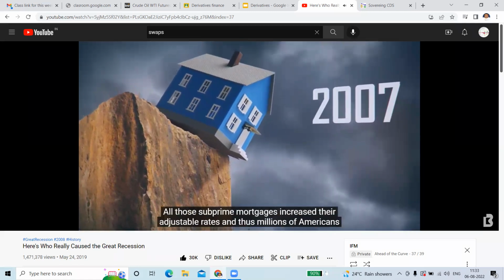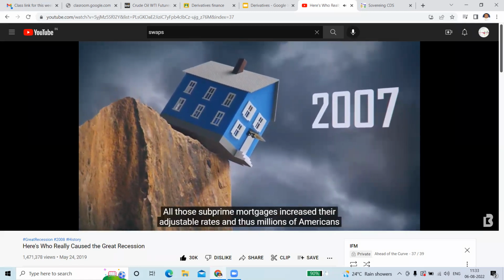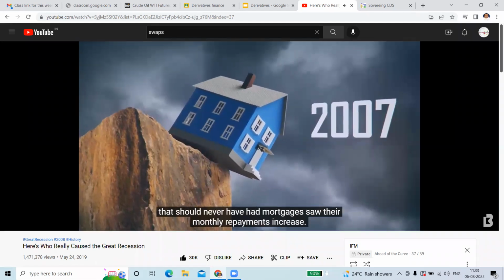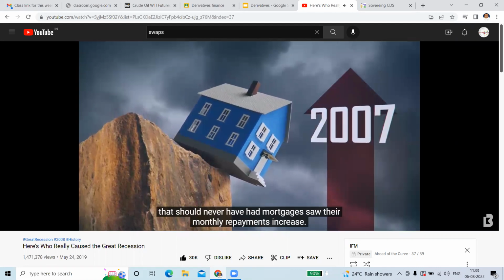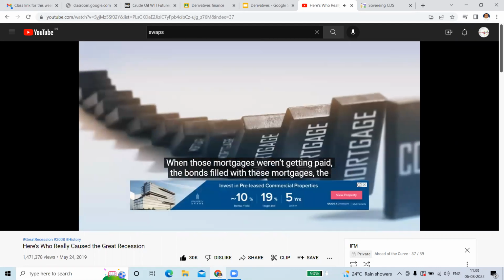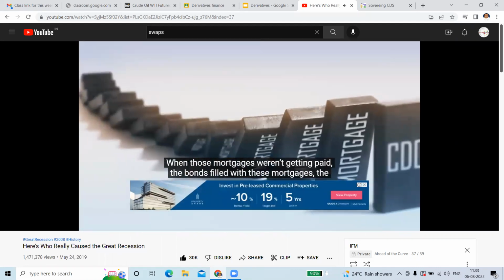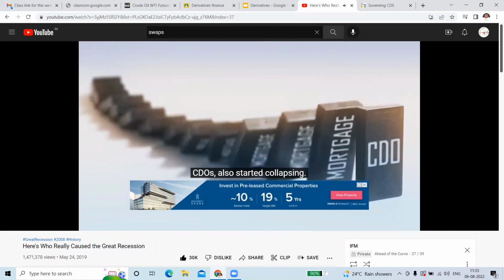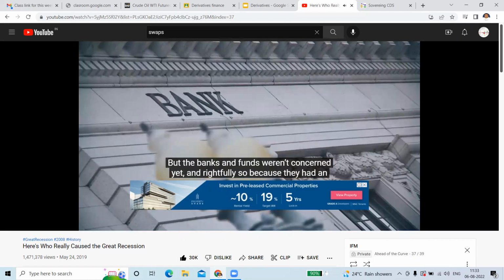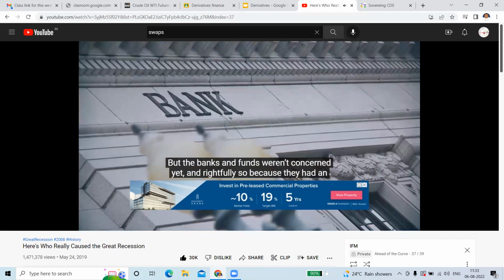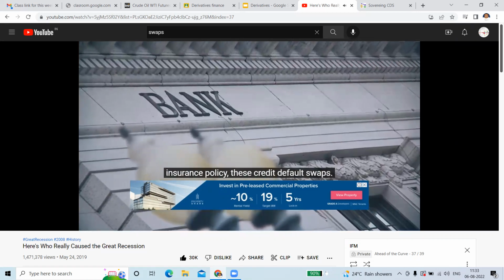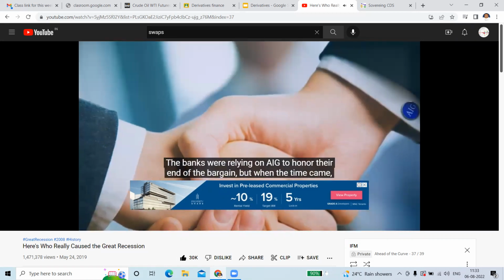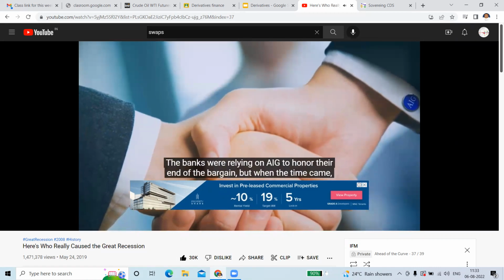All those subprime mortgages increased their adjustable rates, and thus millions of Americans that should never have had mortgages saw their monthly repayments increase. When those mortgages weren't getting paid, the bonds filled with these mortgages, the CDOs, also started collapsing. But the banks and funds weren't concerned yet, and rightfully so, because they had an insurance policy, these credit default swaps. The banks were relying on AIG to honor their end of the bargain.